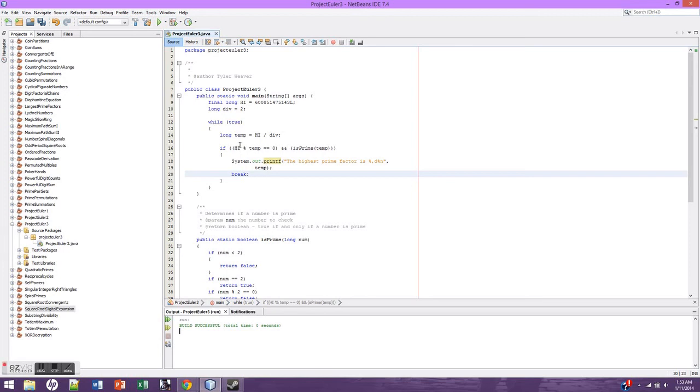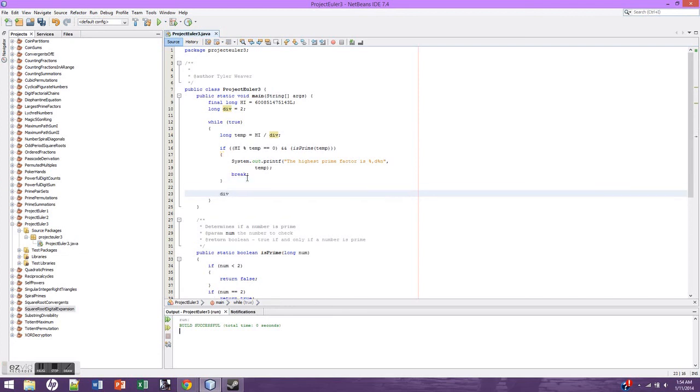This is saying if high is divisible by this temporary variable, then it is a factor of this. If that number is also prime, then that will be the highest prime factor. And if this doesn't occur, we want the divisor to just go up.